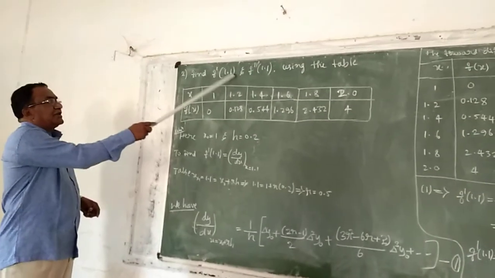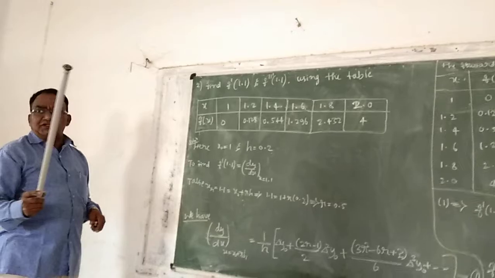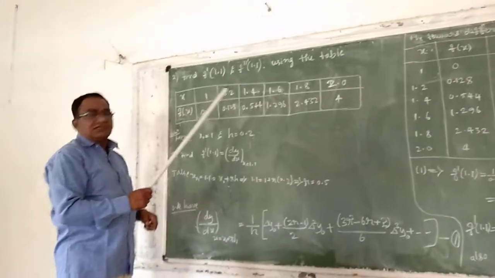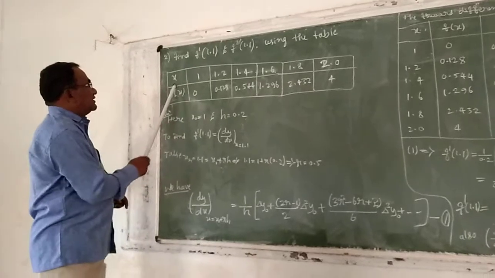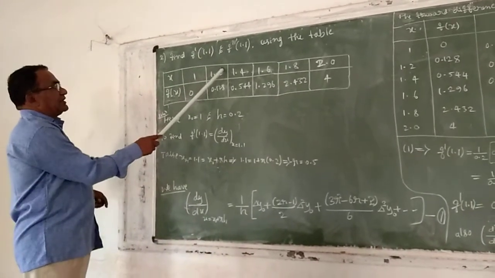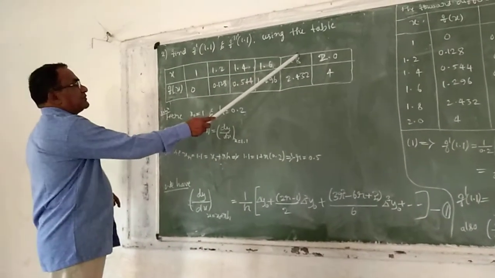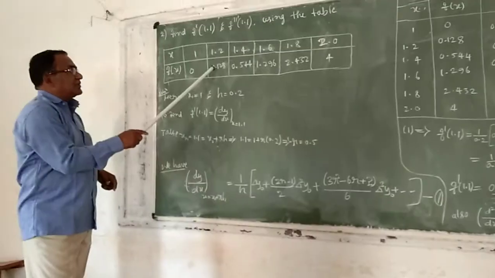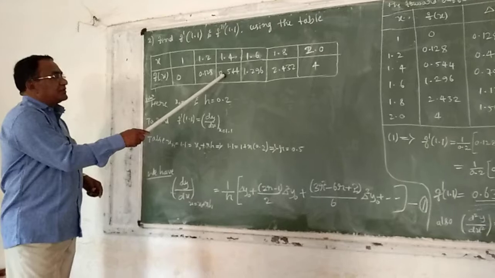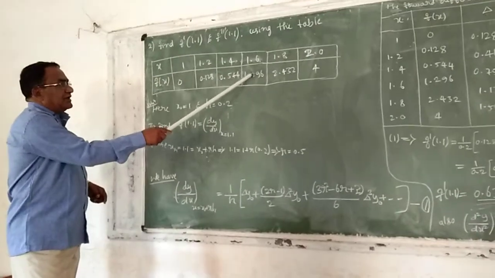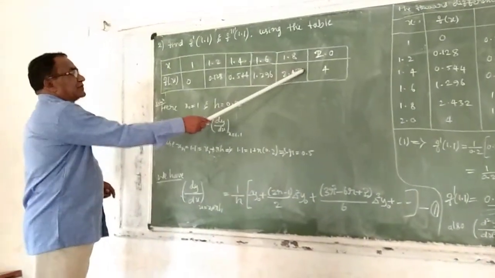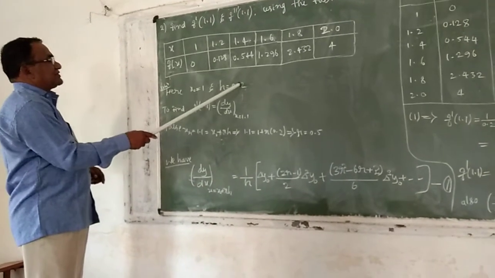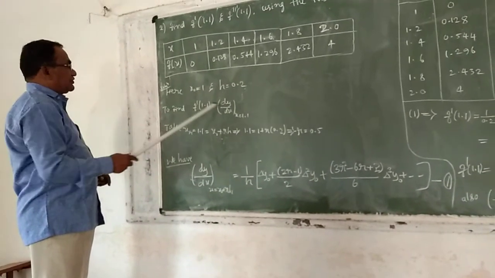We shall go to the second example here. Find f dash 1.1, the first derivative at the point 1.1, and f double dash 1.1, the second derivative at 1.1, using this table. The values of x are 1, 1.2, 1.4, 1.6, 1.8, 2.0. The values of fx are 0, 0.128, 0.544, 1.296, 2.432, 4. Here your x naught is 1 and h is 0.2.